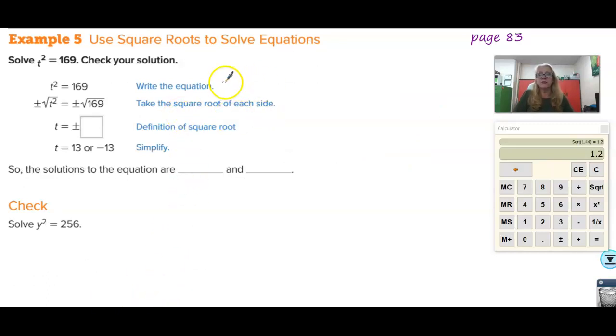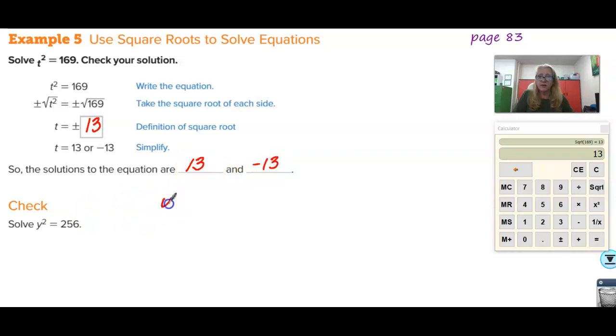So here we have a real number example. T squared equals 169. So you take the square root of both sides. We need to know what the square root of 169 is. The square root of 169 is 13. So T is either positive 13 or negative 13. So positive 13 and negative 13, right?